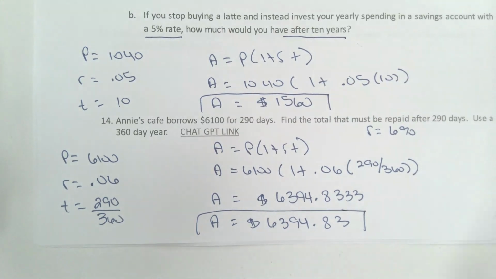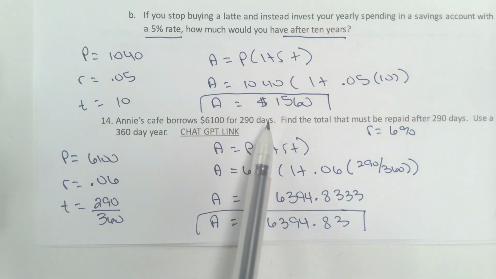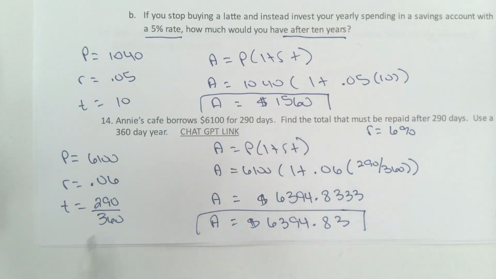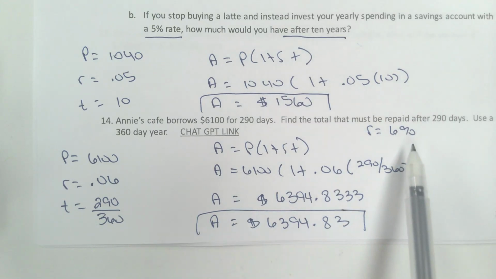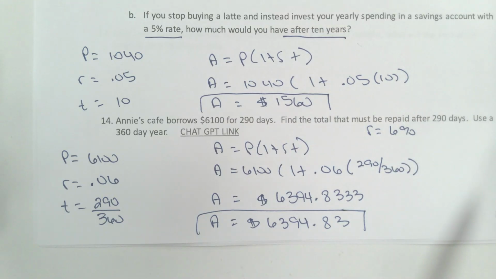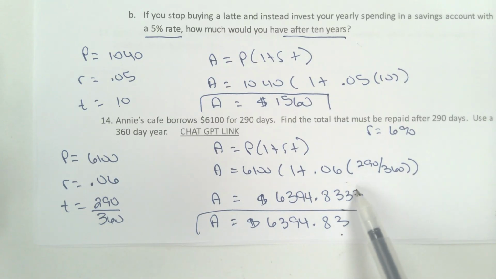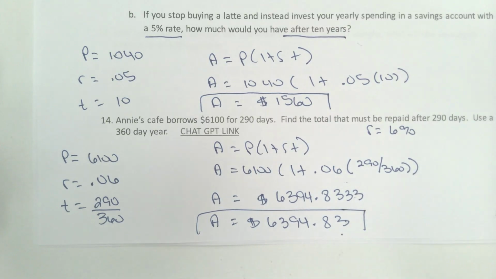All right, so I'm going to borrow $6,100. I'm going to take out a short-term loan for 290 days. How much do I have to pay at the end of that period of time? So my rate, I went back and said, is 6%. So when I substituted everything, I have to pay back $6,394.83. So on money problems, we're going to round to 2 decimal places. On my intermediate step, I just wrote a few extra decimals, and then I figured out what my answer was going to be.